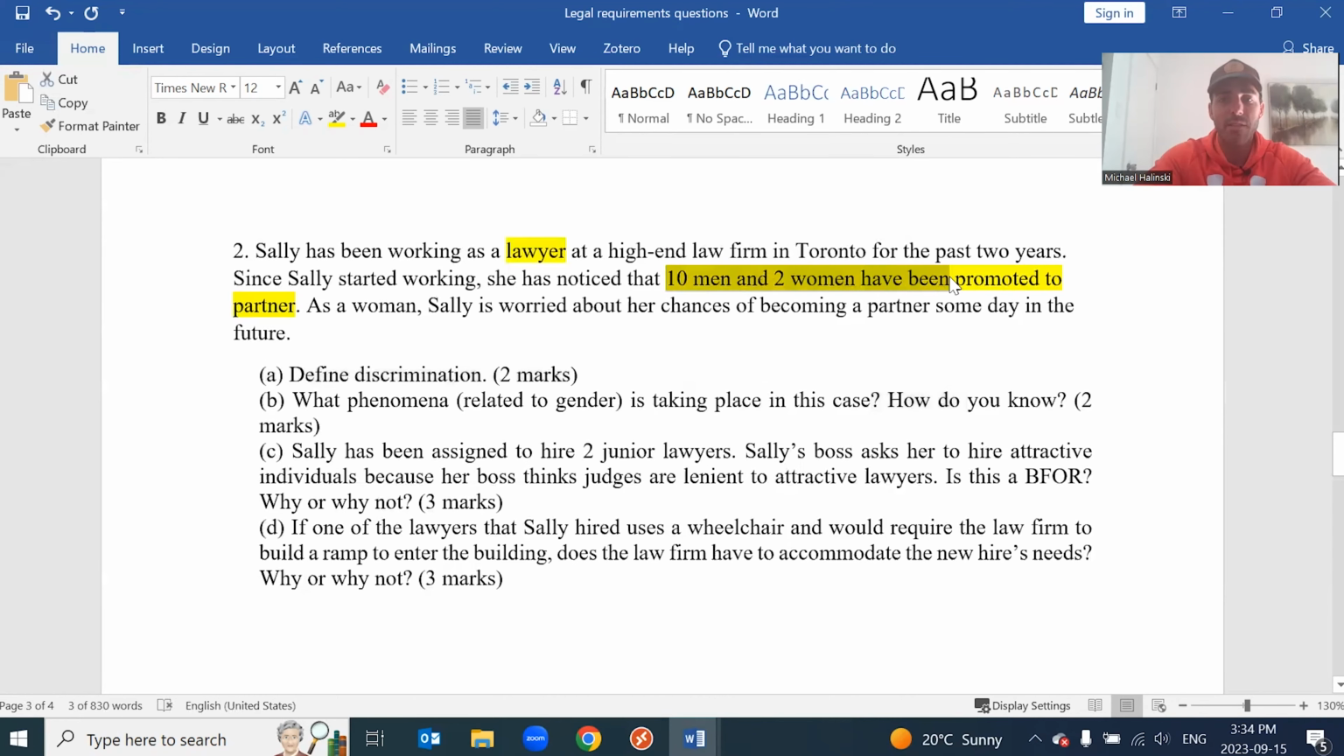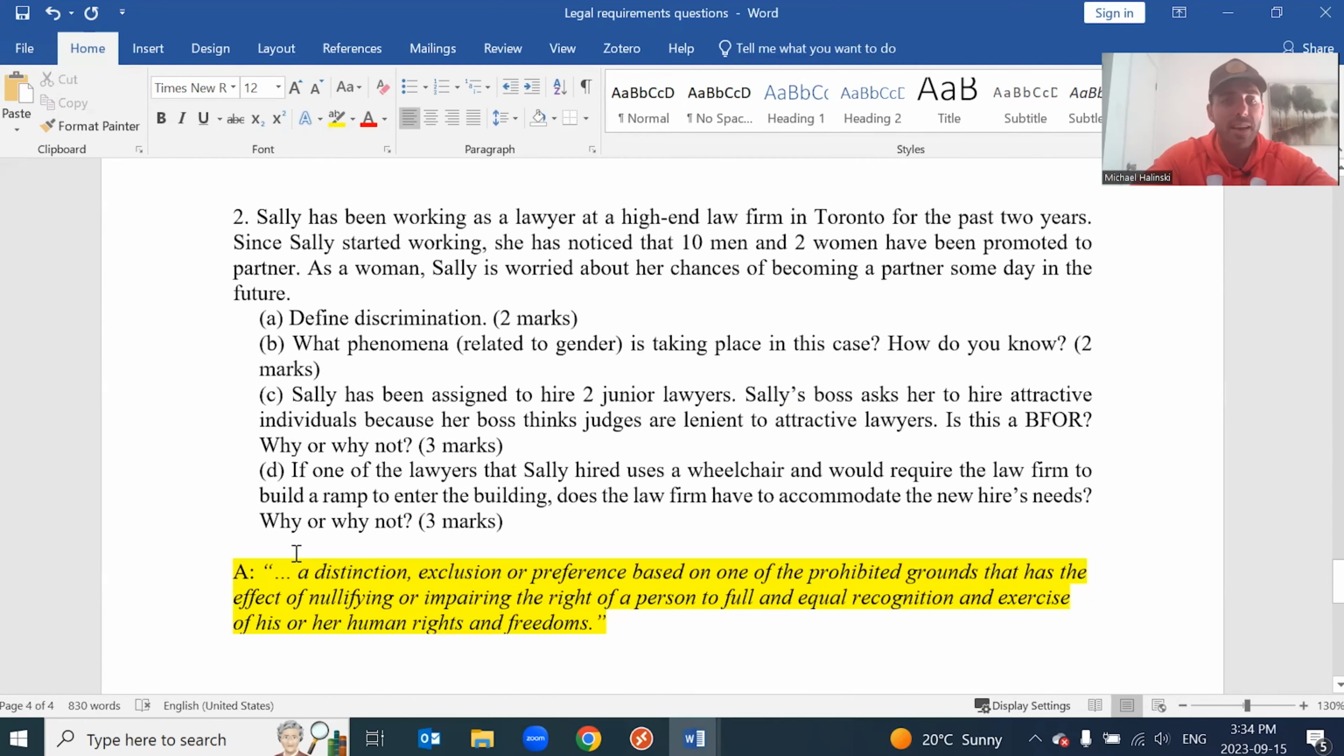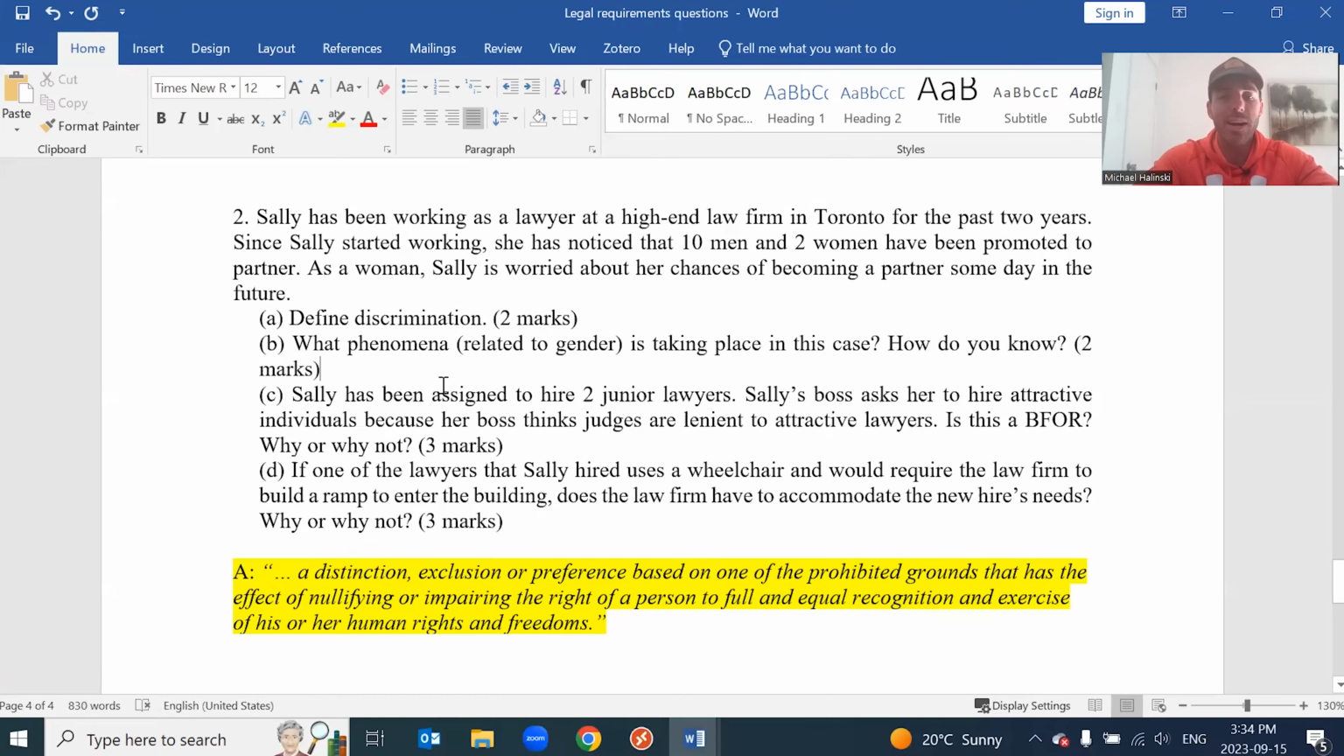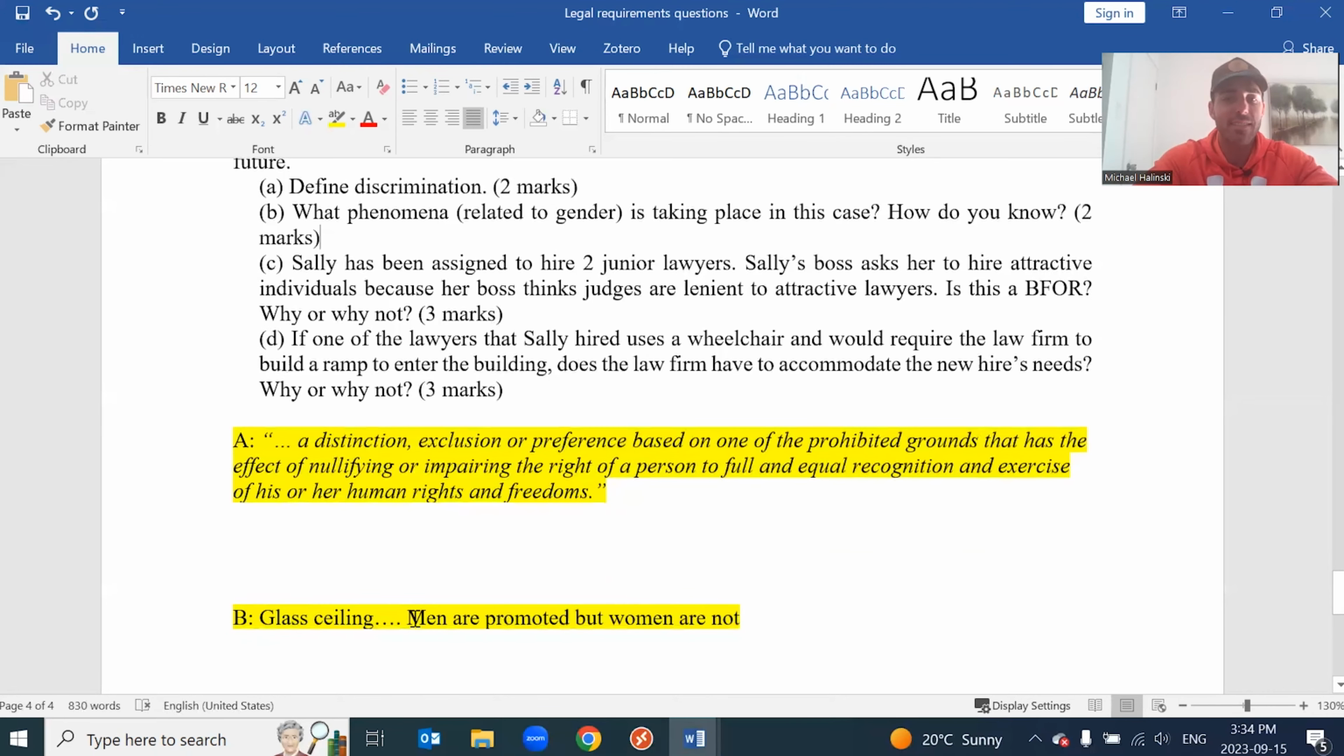Well, it's based on what I've highlighted here. So in this case, A, we just talked about it. So here's the definition from the textbook. Pretty straightforward, okay? So what phenomena is taking place in this case? Where I'm trying to get at is the notion of a glass ceiling, okay?